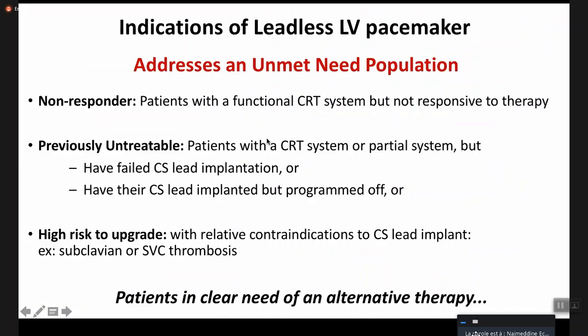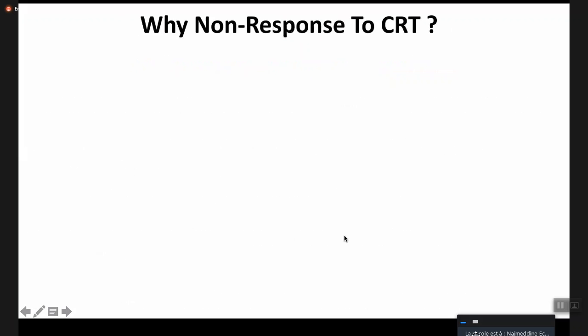So it will be indicated in patients with a functional CRT system, but who are not responders. We can do this in patients where we failed to implant the LV lead through the coronary sinus, or when it's programmed off. It means that we have an LV lead inside the coronary sinus, but we are not able to use it because of phrenic nerve stimulation, high threshold, and so on. Or in the situation of an upgrade where the venous system, subclavian, and innominate vein are completely thrombosed.